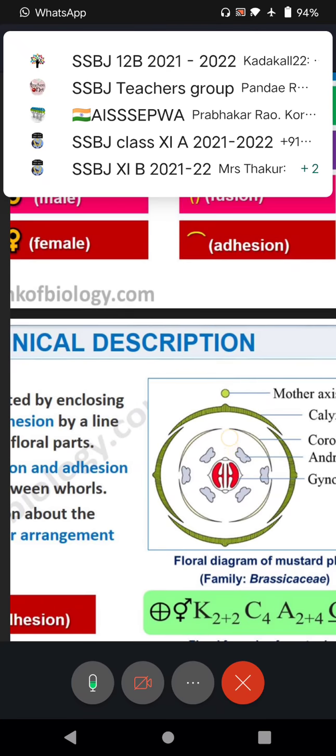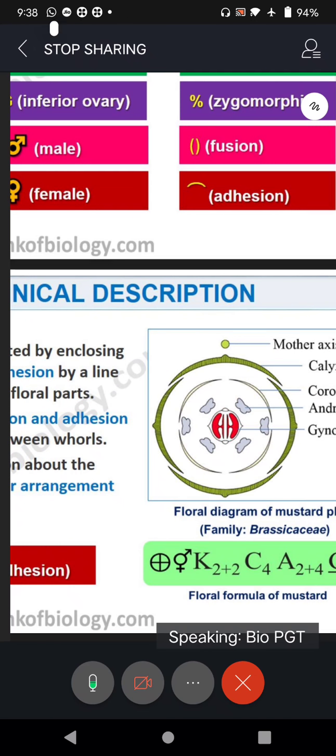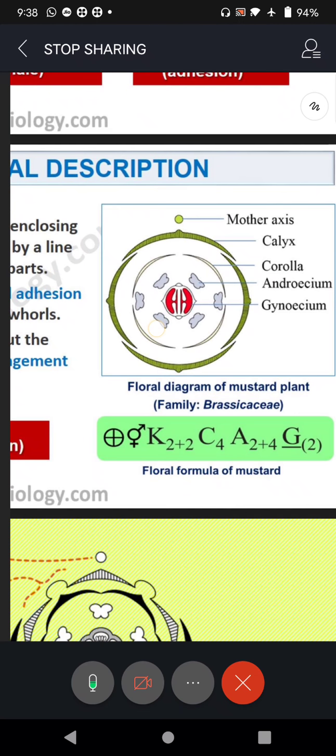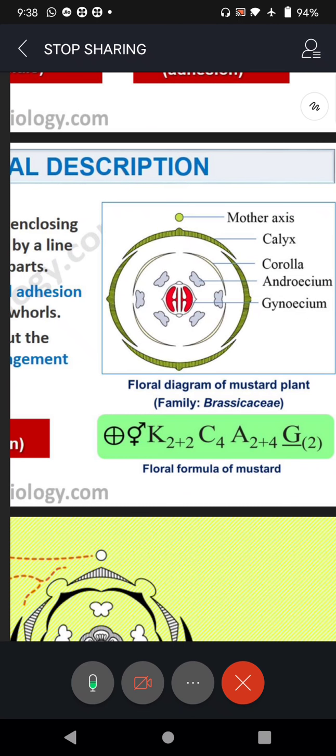And going with that, once we are comfortable with the floral formula, then you have to draw the floral diagram. I am happy that in your class one boy has practiced and put that, at least one. What about others? Yesterday I gave the homework. Draw the diagram, floral formula, post it in our WhatsApp group.